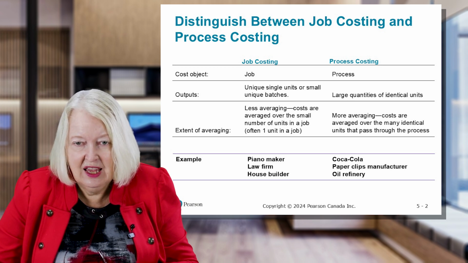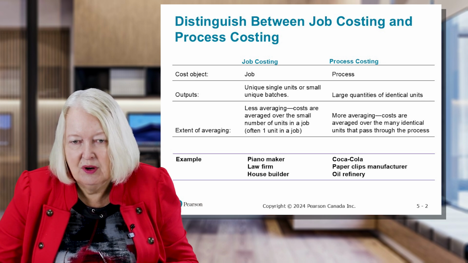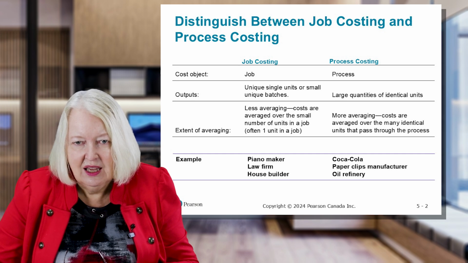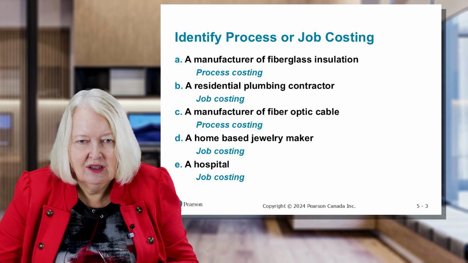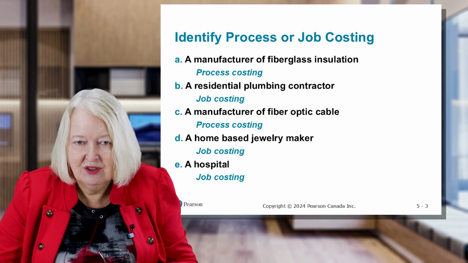And you're just going to average out all your cost over all the units. So think about if you're making a soft drink or you're processing oil, those types of things. They would be using process costing for that. So just some examples of whether something is process or job costing.